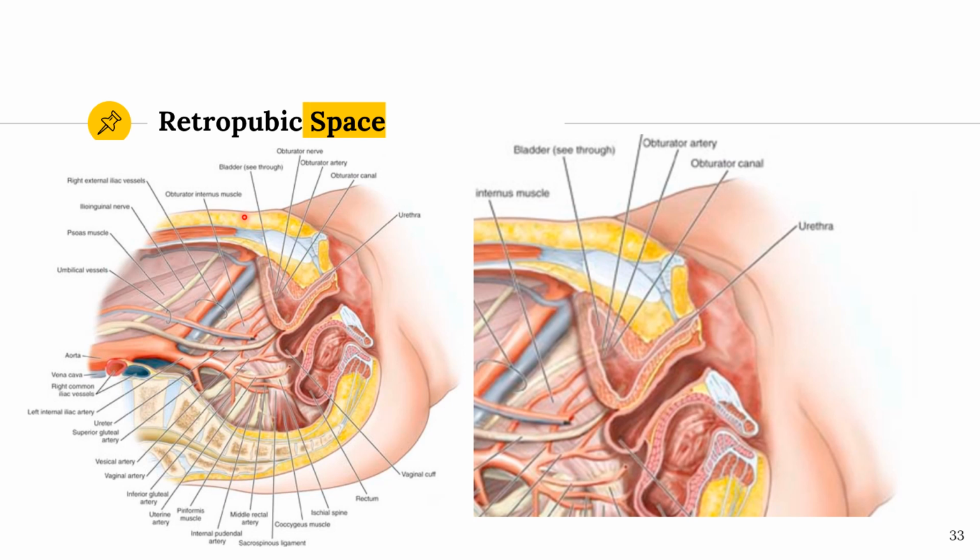Usually, the landmark would be 2 cm from the midline and 1 cm above the pubic bone. Okay, that is for the abdominal incision. Then we shall go vaginally.